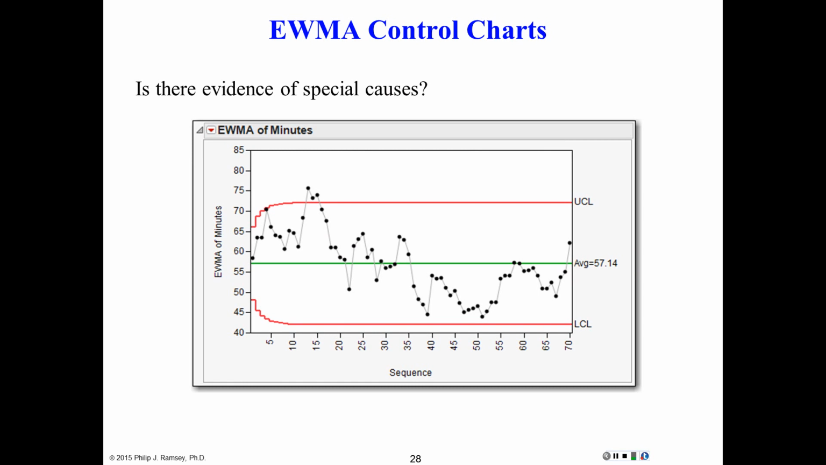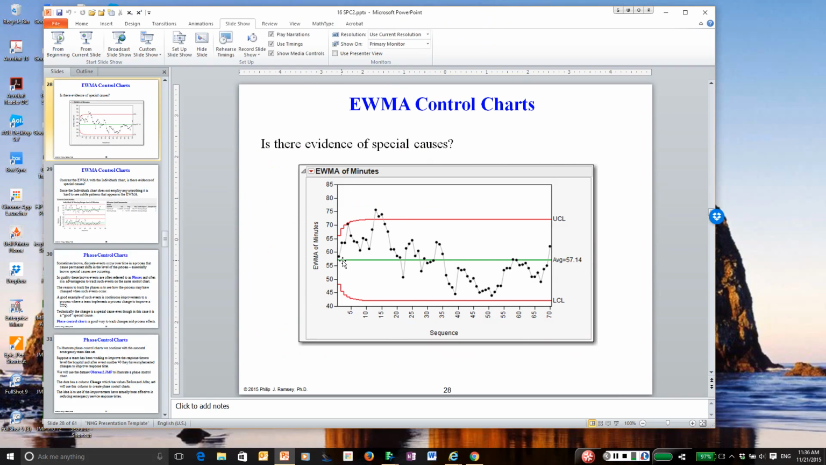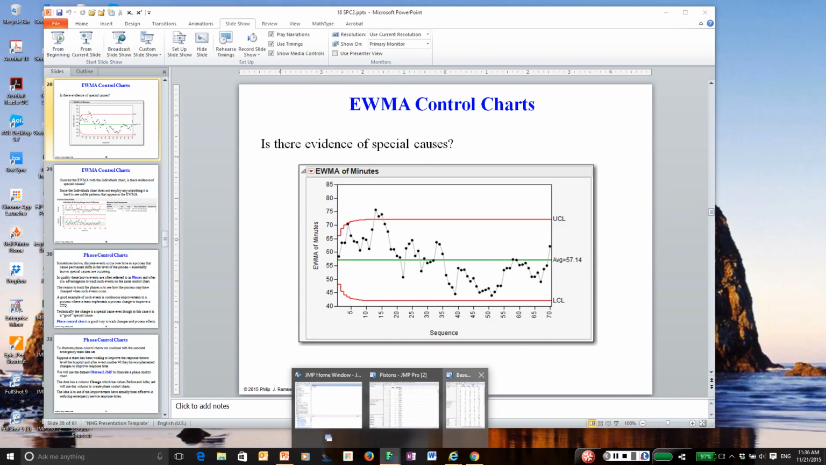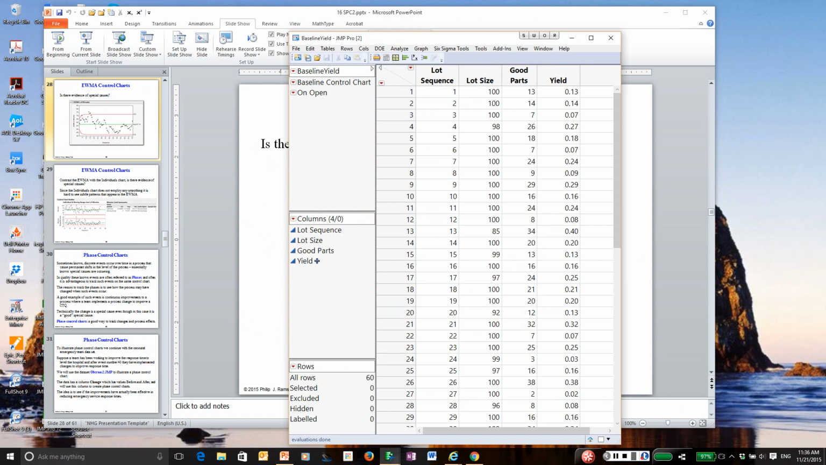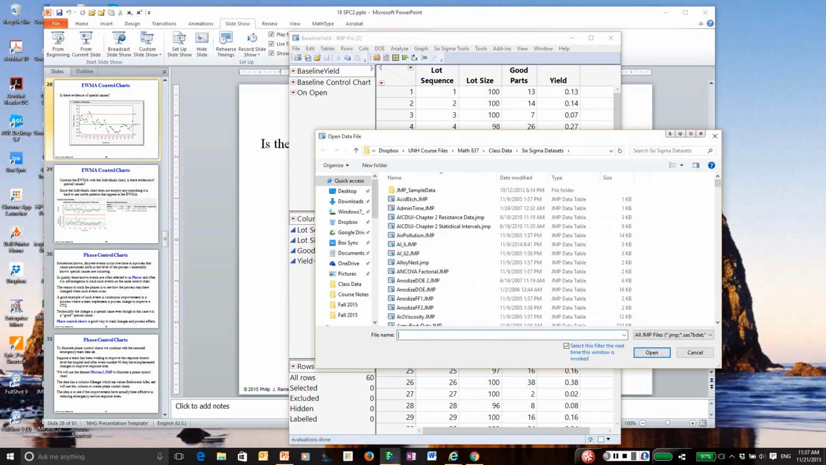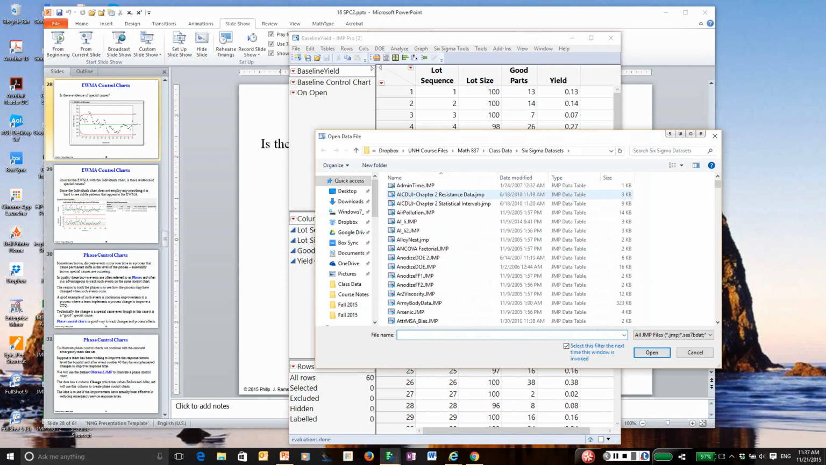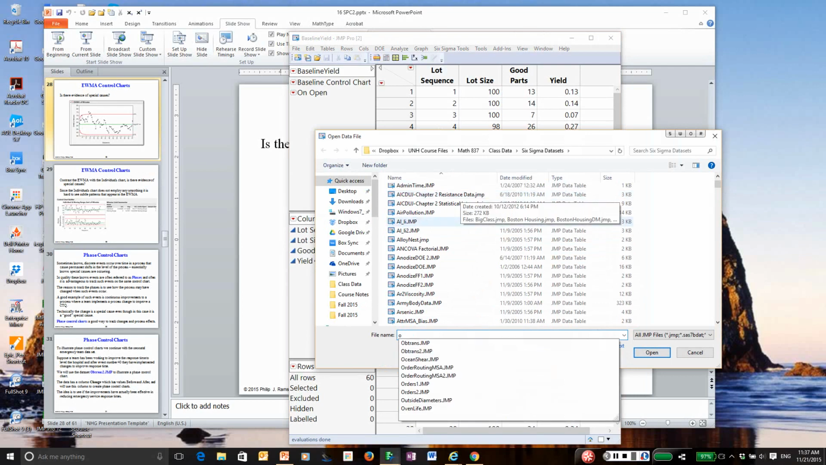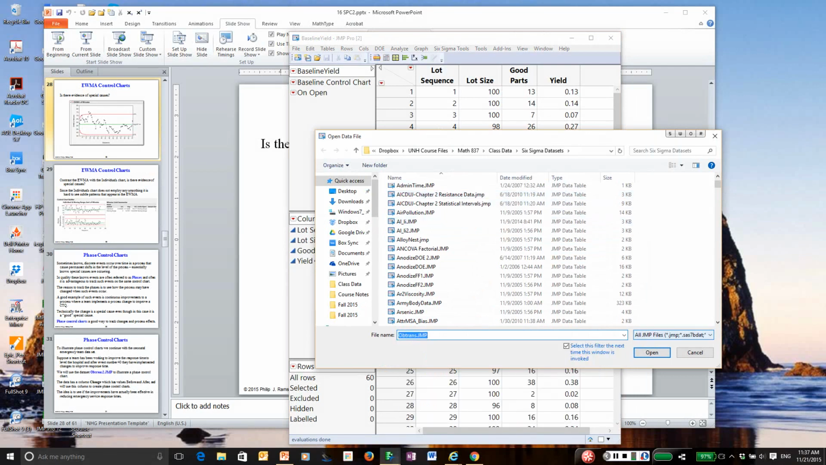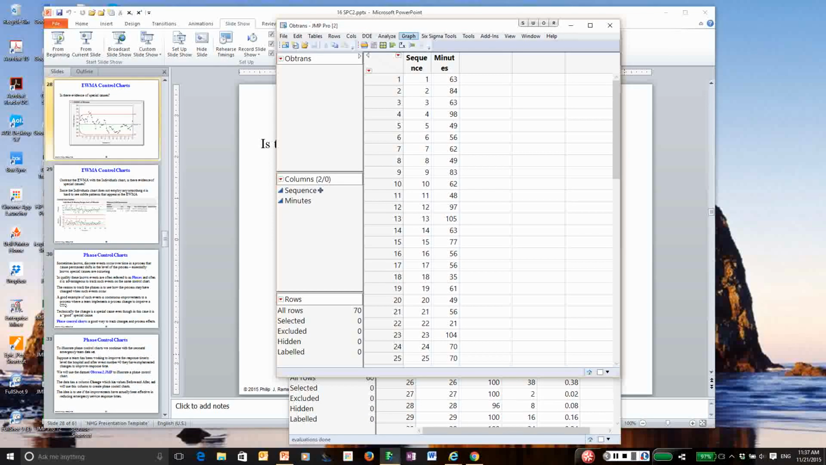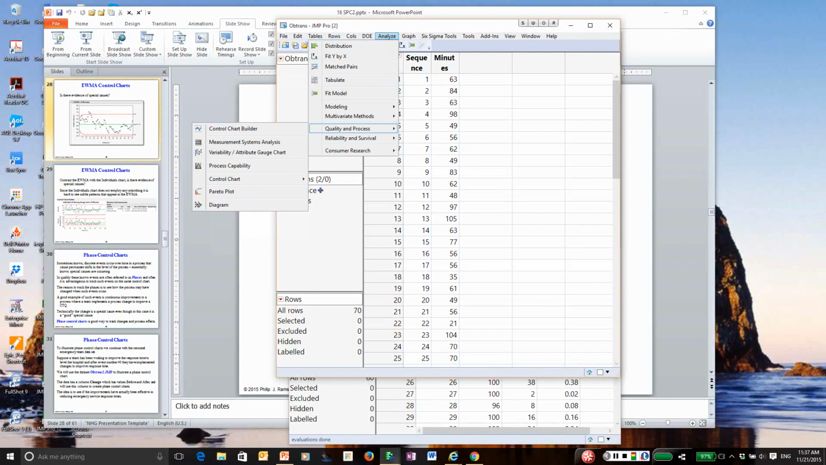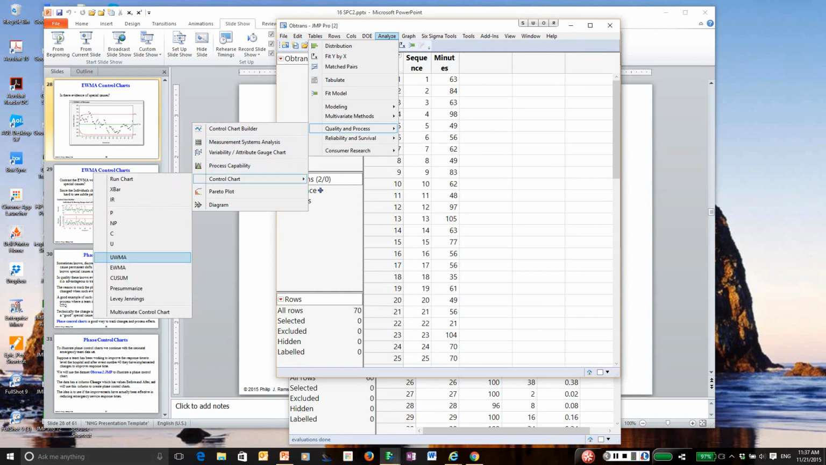So again, what I think I'll do is just go over to JMP, and we'll open up the data. I don't need that data right now. So we'll look for the OB trends data. Okay. So again, I'm going to go to Quality and Process. Again, you can use Control Chart Builder if you want to, or you can use Control Chart, either one. So I'll just use Control Chart, and I'll do the EWMA.